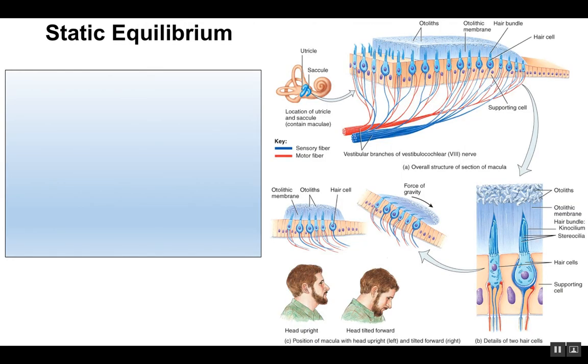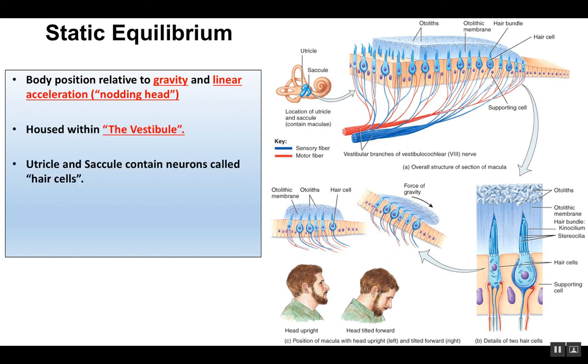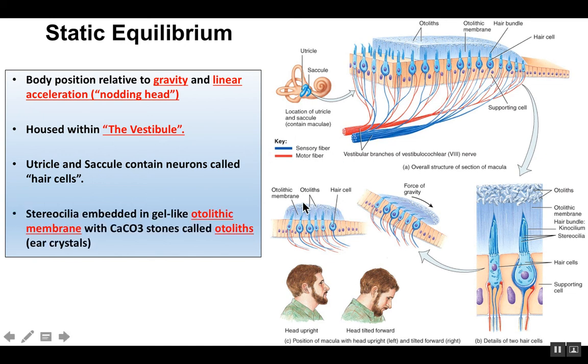Let's look at static equilibrium. Static equilibrium is body position relative to gravity and linear acceleration. Linear acceleration is nodding your head up and down. Ultimately, nodding your head up and down changes the force of gravity on the body. As the force of gravity changes, it disrupts a membrane made up of little tiny crystallized calcium carbonate, known as otoliths. The otolithic membrane is made up of these little tiny calcium carbonate crystals known as ear stones or ear crystals.